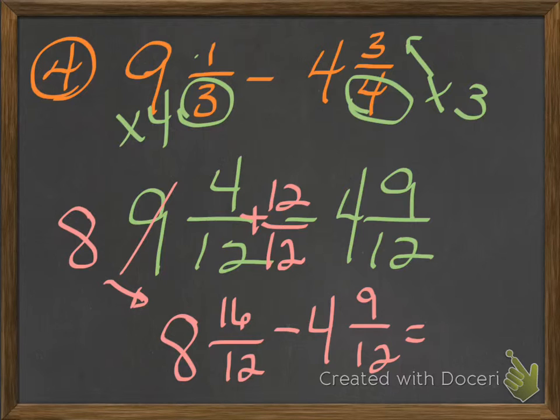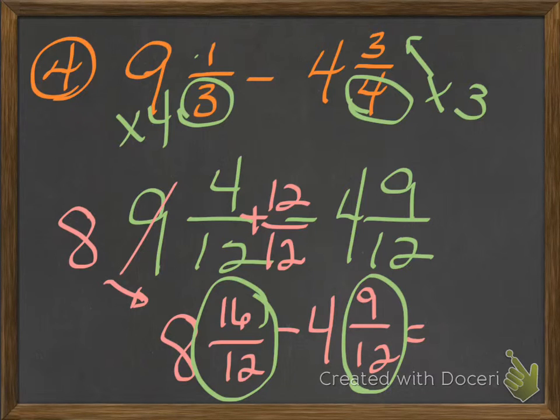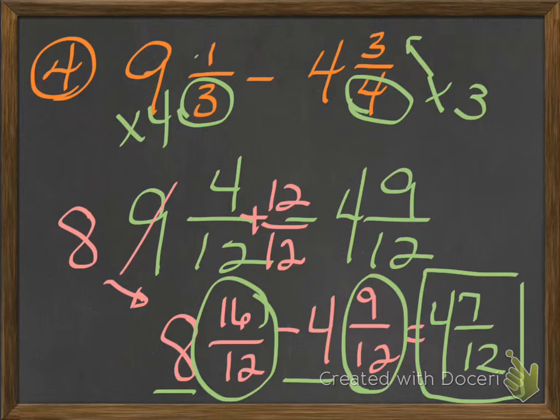Now I do the fractions first. So 16/12 minus 9/12 equals 7/12. Then I can do the whole numbers. 8 minus 4 is 4. My final answer is 4 7/12, and I can't simplify that.